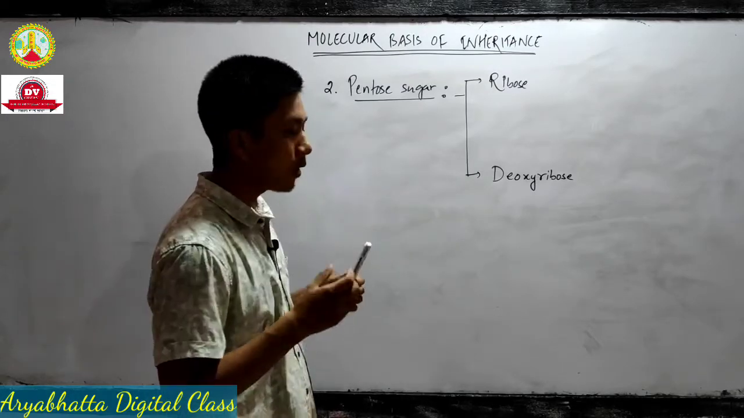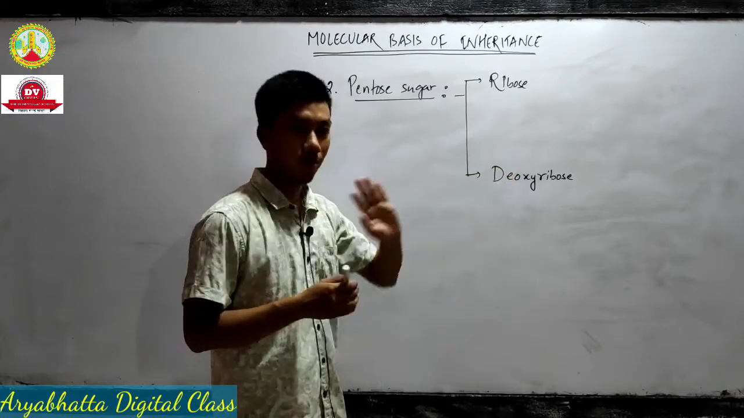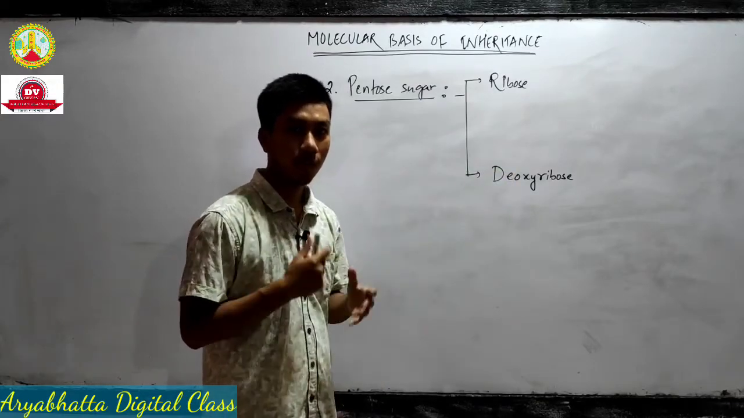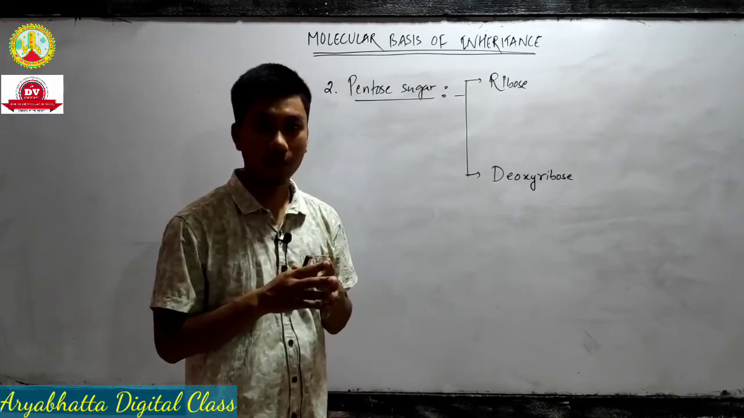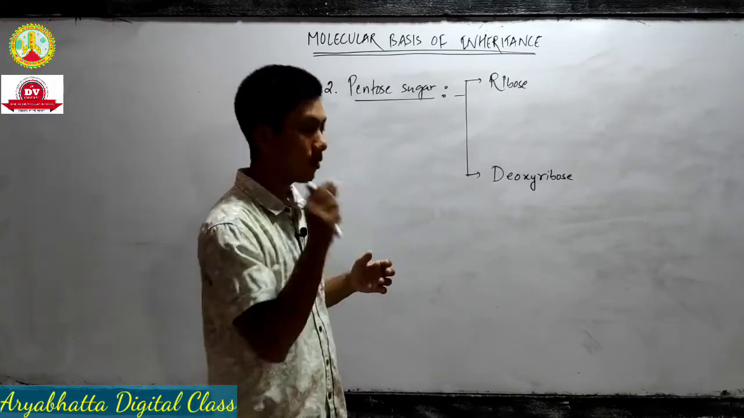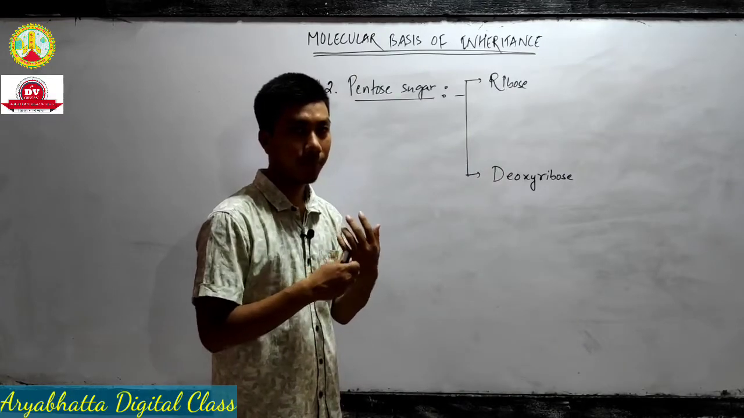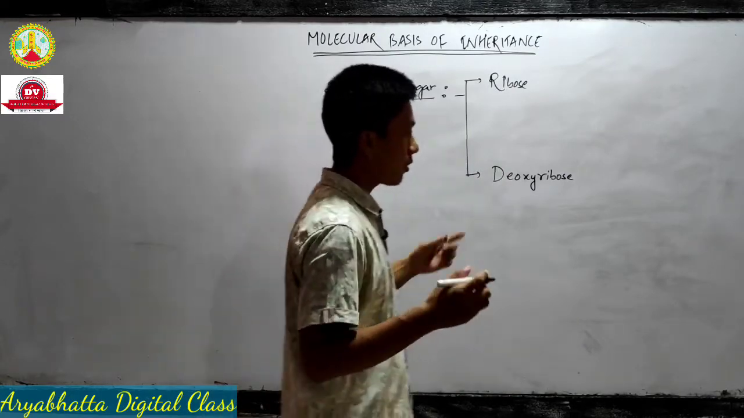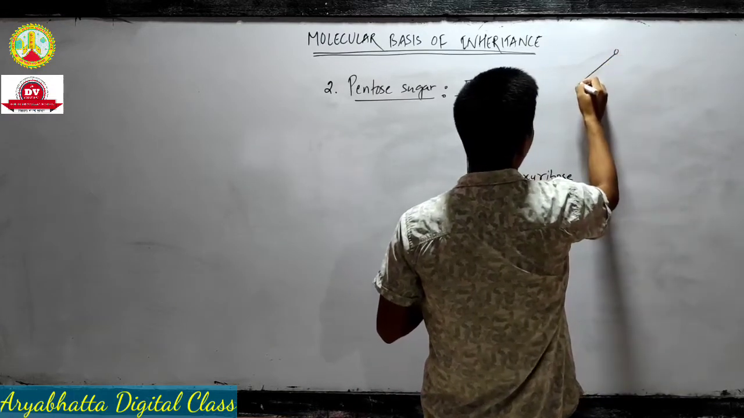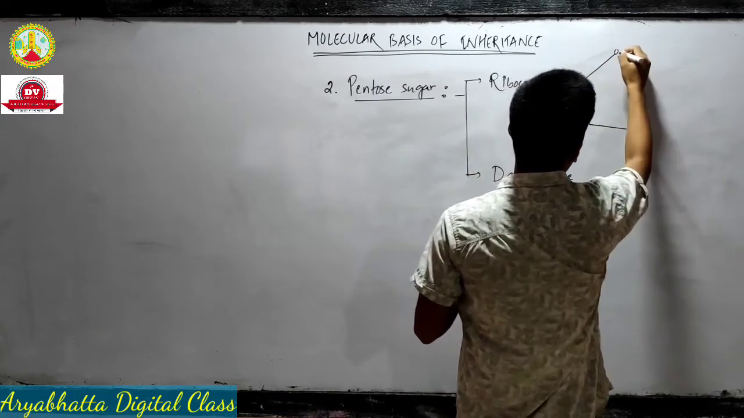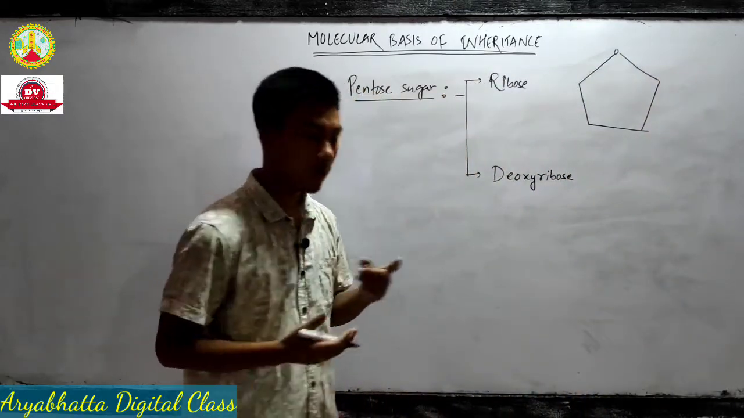Okay, so we need to see the structure. Both are pentose sugar only, they have a 5 carbon ring, but there is a slight difference. ठीक है, एकदम छोटी सी difference होते हैं ये दोनों के बीच में. So we will see that. See the structure, it looks like this. Okay, so I hope it is visible.